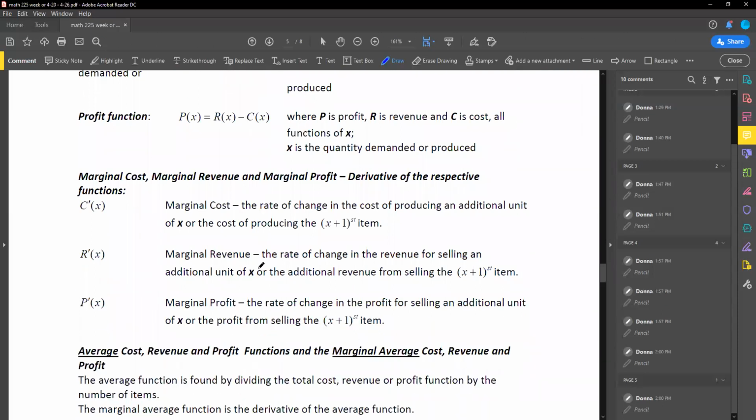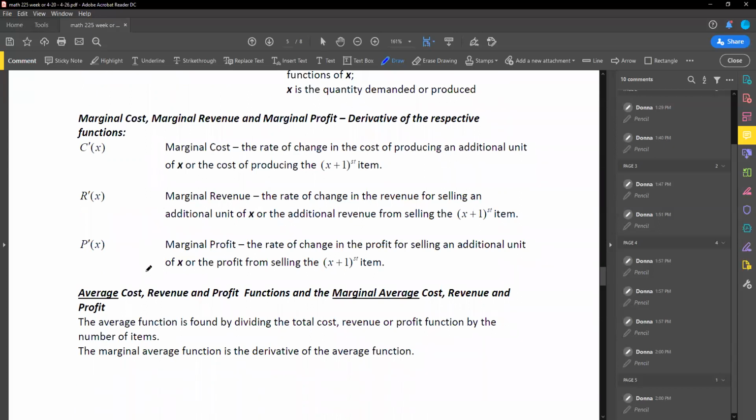Okay, the word marginal: marginal cost, marginal revenue, marginal profit. Whenever you see the word marginal, just replace it with take the derivative of. So marginal cost is take the derivative of cost. What it is, it's the cost for producing an additional unit. So if I make 10 units, if I find C prime of 10, then that's the cost of making the 11th unit. The same with the revenue and the same with the profit. It's the revenue earned by getting one more item, or it's the profit earned by one more item. Okay, so the word marginal, derivative.